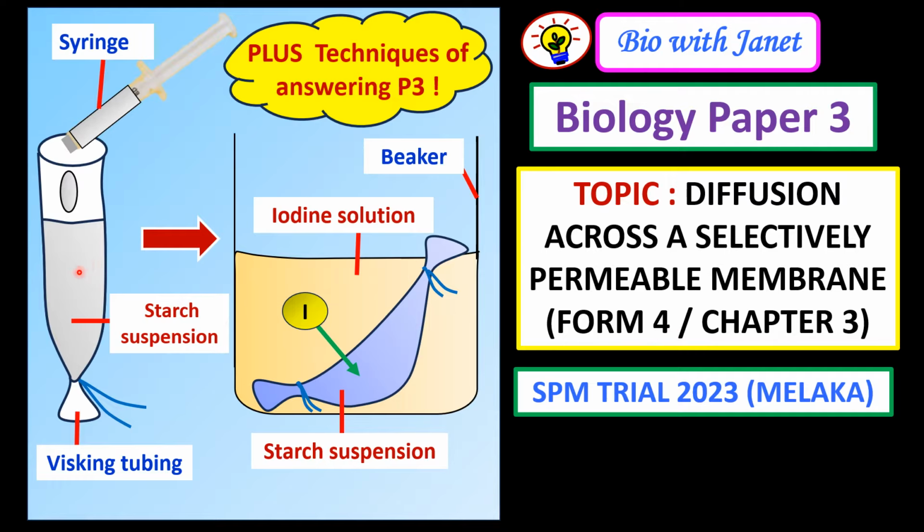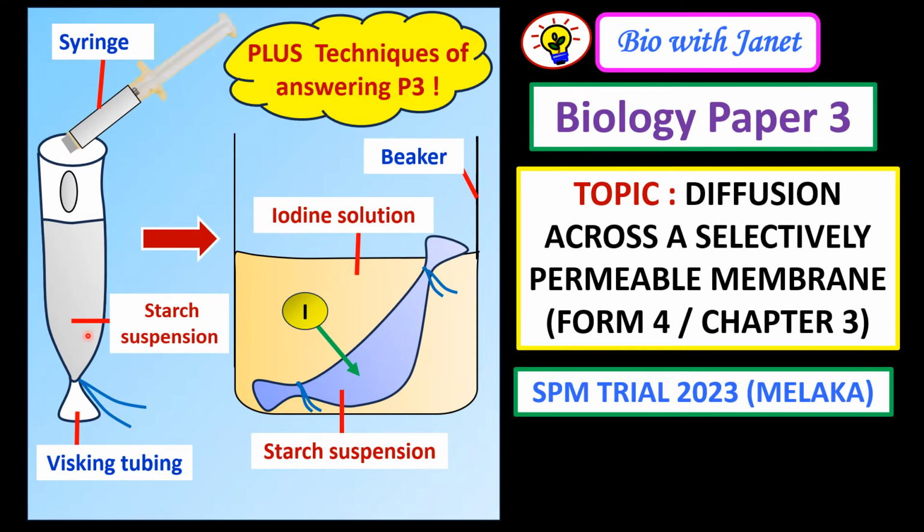So in this experiment, which was tested as a practical question or UJIAN AMALI, the student is instructed to prepare a whisking tubing containing a substance, which is actually substance Y. Sometimes it's stated as solution Y, and in this case it's actually not a solution, it's a starch suspension. It could be any type of substance.